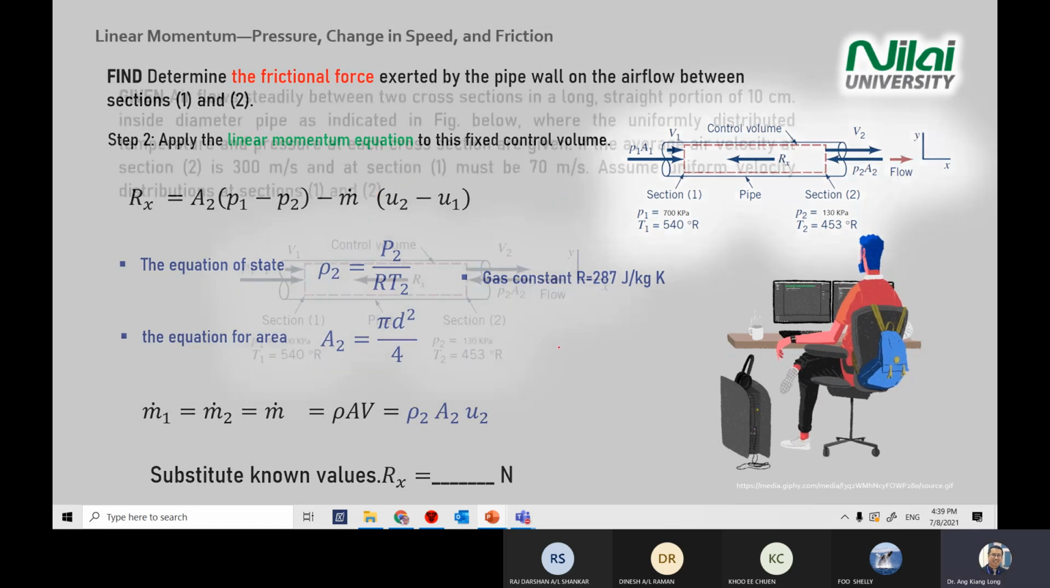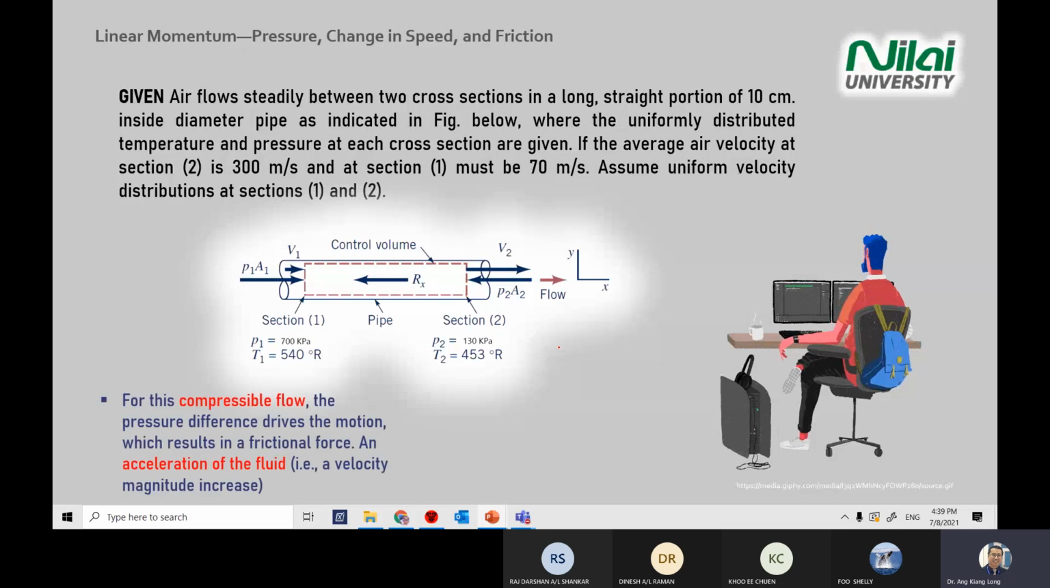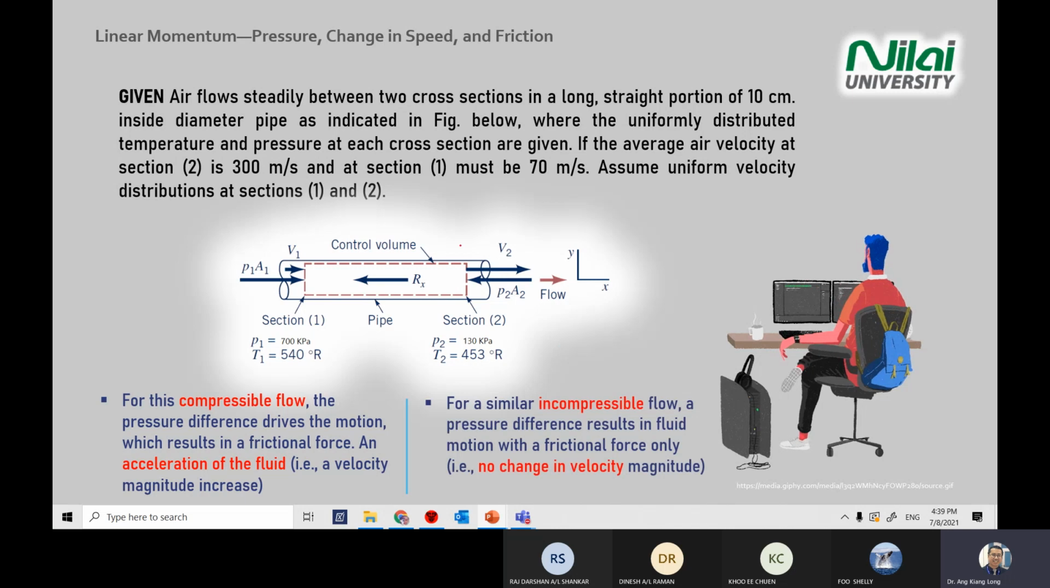Okay, everyone good? All right. Now there's a side note for this example. There's a difference between compressible and incompressible. If you have a compressible case, which is this example, you're having a compressible flow because you have air that's able to compress. So you're seeing the velocity accelerating inside the control volume.